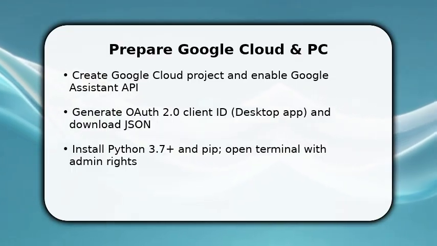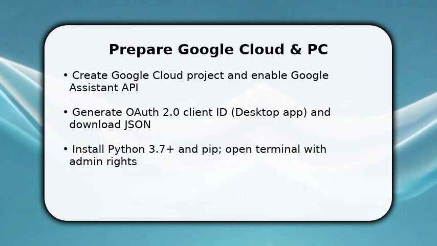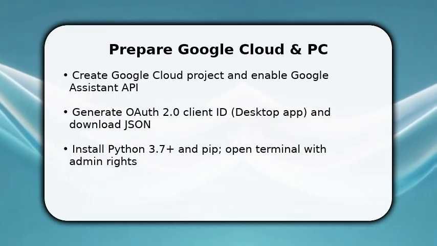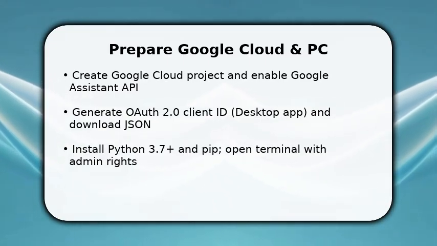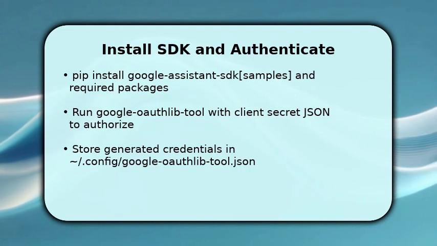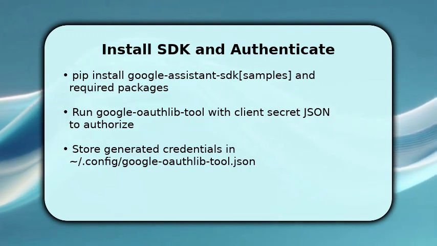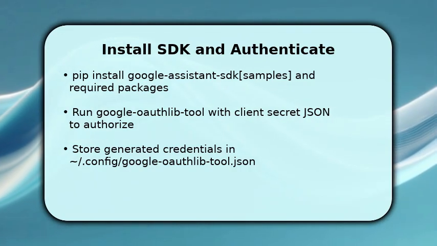Open a terminal with admin privileges to run the installer commands. This gets you ready for the SDK and authentication step. Now install the Assistant SDK and samples using pip so you have the runtime and example code.